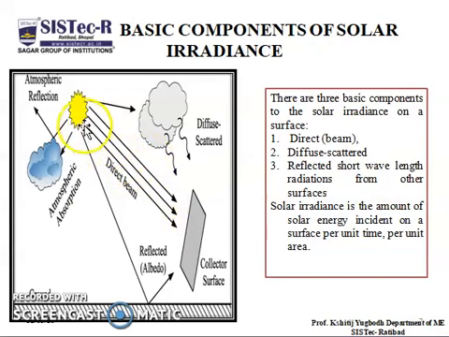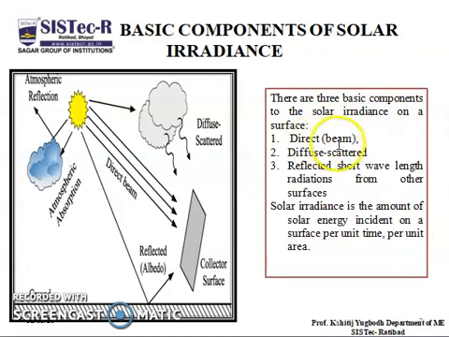The second is this energy wave is coming here, reflecting, and then only going to the collector. And the third component of these energy rays or waves is scattered through all these obstacles like dust particles or clouds. So there are three basic components to the solar irradiance on a surface.